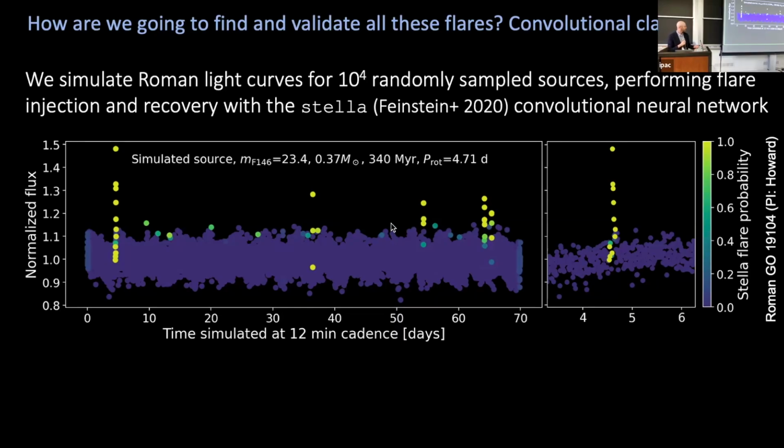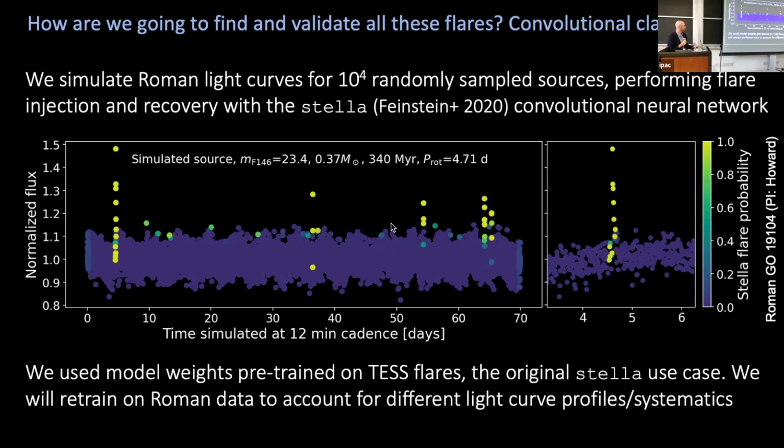Here's one of my simulated light curves where I drew this from the distribution that I showed you on the previous slide of input stars, and then used that information to simulate realistic astrophysical noise, in this case a young stellar rotator. Then Stella classifies the flares, and you can see the Stella classification probability over here, accurately pulling out our number of flares. And I'll also point out that this worked pretty well, even using model weights that were pre-trained on TESS flare observations, not even Roman flare observations. And so this tells us that if we were able to do well this way, we'll do even better as we're able to do training sets built on actual Roman data sets with different profiles and systematics.